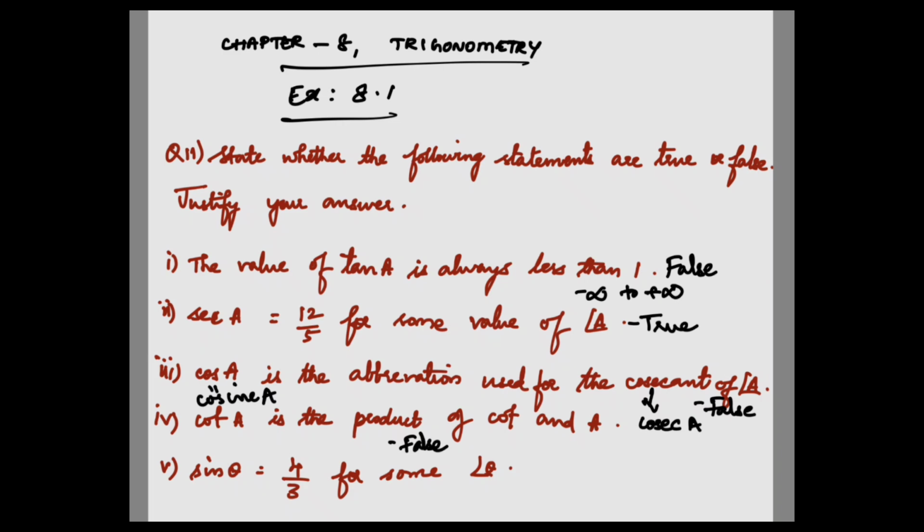Fifth question, sin theta is equal to 4 by 3 for some angle theta. It is also false because the value comes out to be more than 1, 4 by 3. Sin theta ranges between 0 to 1. So this is a false statement.